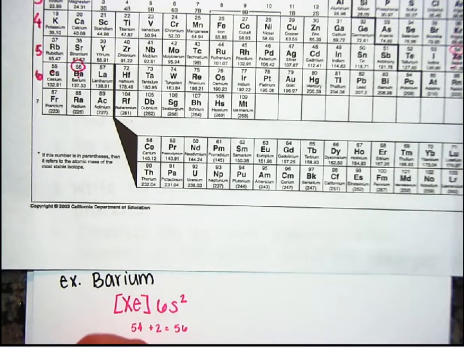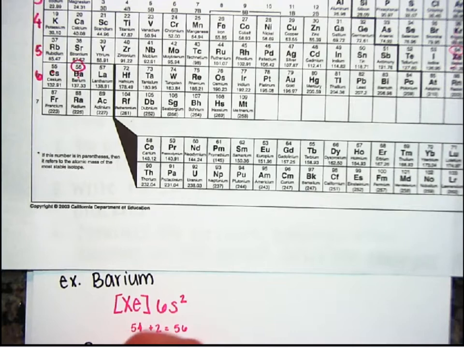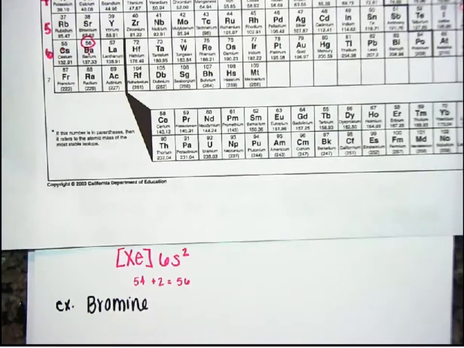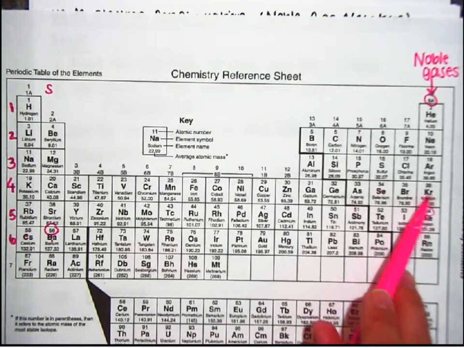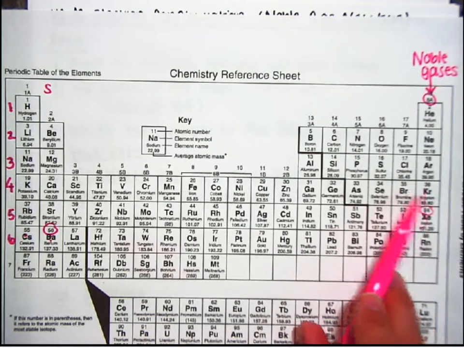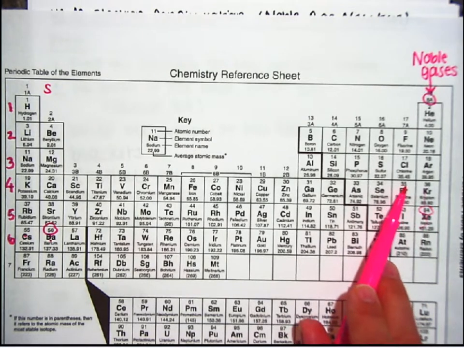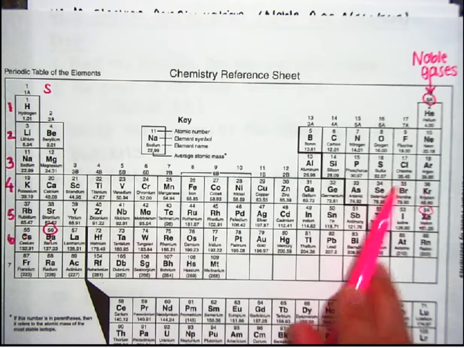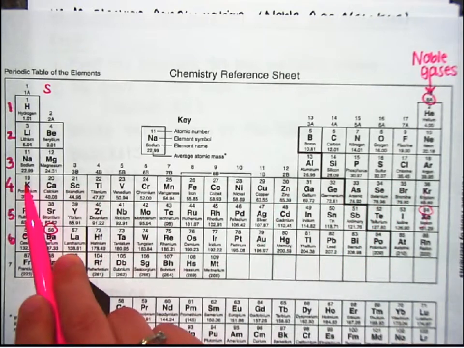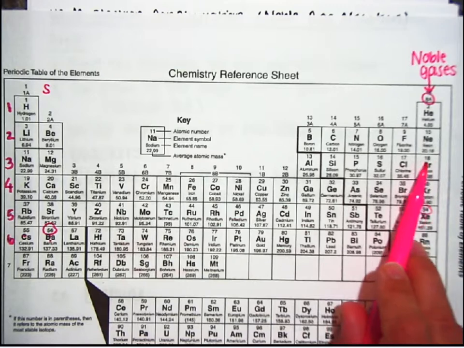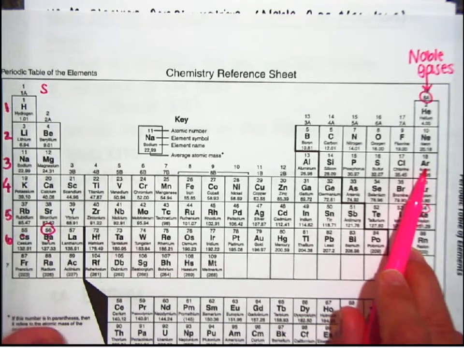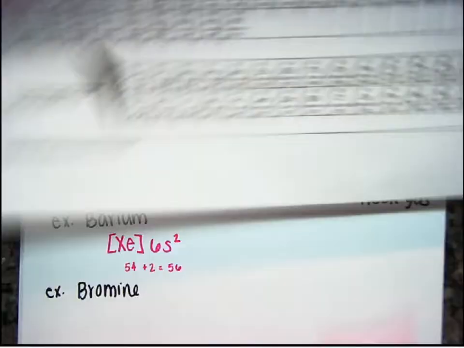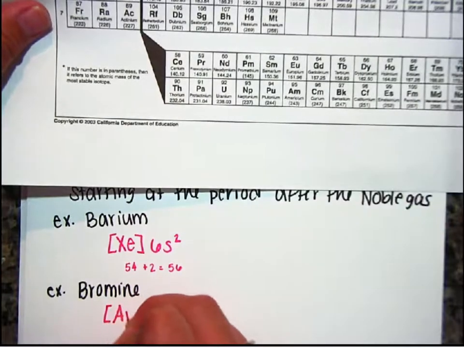Let's try bromine. So again, step 1, find bromine on the periodic table. The closest noble gas to bromine is krypton, but remember, we want to go backwards. We need to decrease an atomic number. So I'm going to go down from 35, 34, 33, keep going, 18. Argon. Argon is the most recent noble gas when we work backwards. We are going to put argon in brackets.